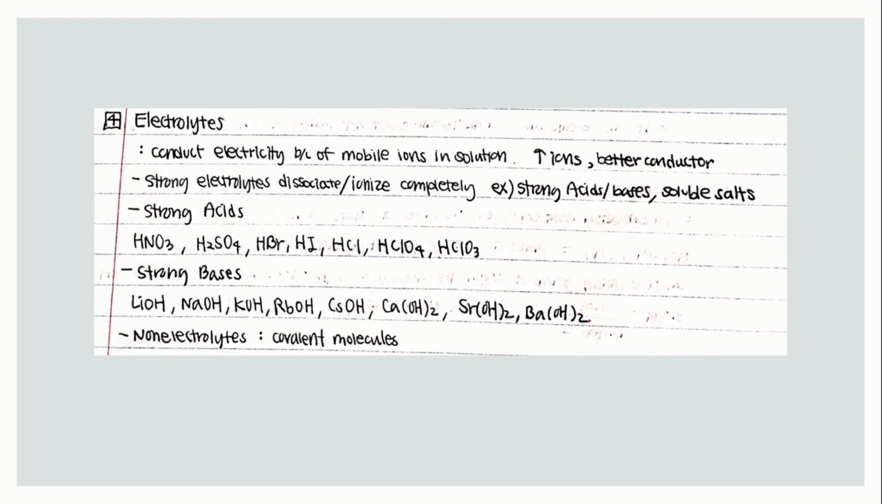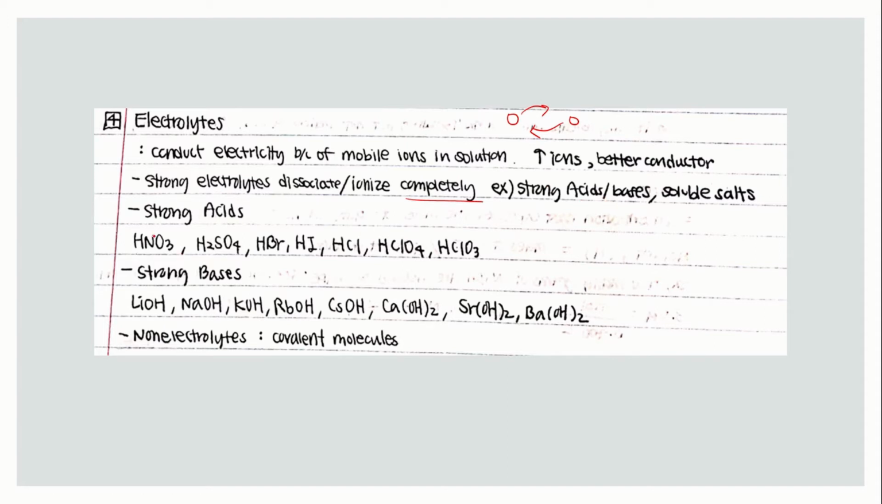The next topic is electrolytes, and they are the substances that conduct electricity because of the mobile ions in the solutions. The more ions there are, the better conductors they will be, because more ions will be flowing around and then conduct the electricity. Strong electrolytes dissociate or ionize completely in solutions. So for example, there are strong acids and bases and soluble salts.